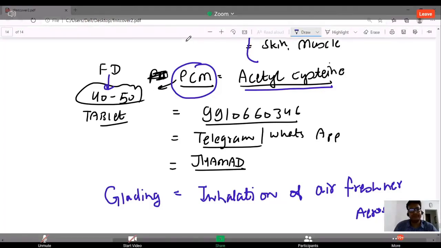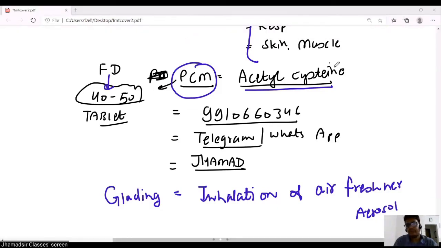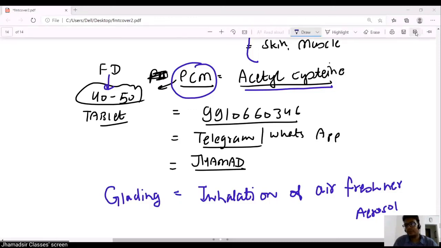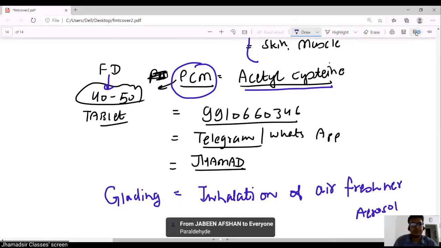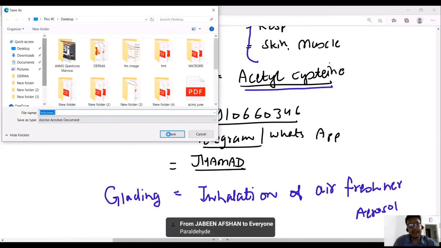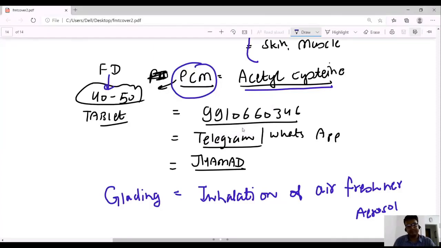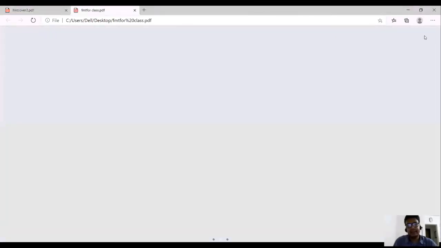Acrid smell, anyone? Acrid smell is in para-aldehyde, my dear friend.